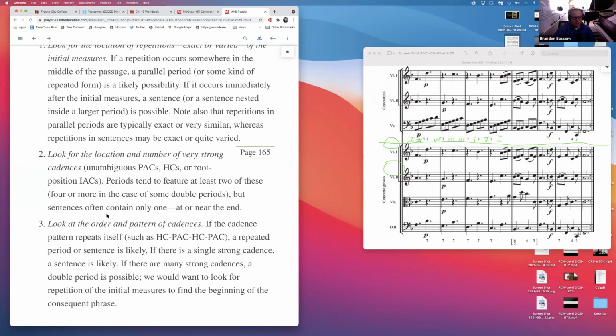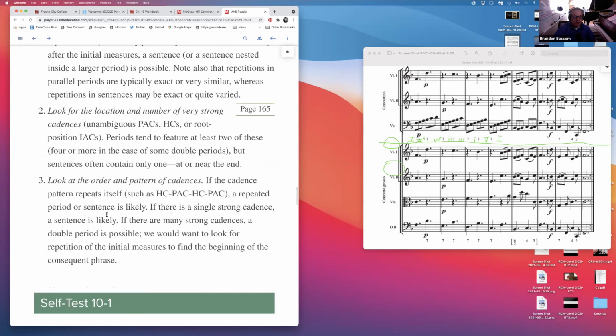Clue 2, look for the location and number of very strong cadences. That's what I would do first. Unambiguous PACs, HCs, or root position IACs. Periods tend to feature at least two of these, 4 or more in the case of some double periods, right? But sentences often only contain 1 at or near the end. Which just seems like common sense to me, not really a clue, but okay.